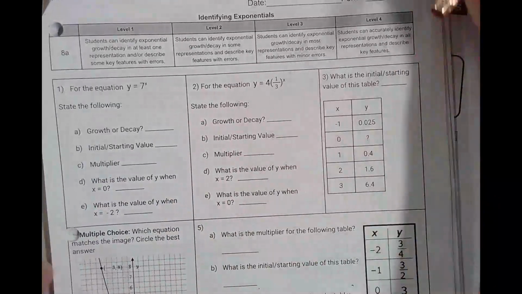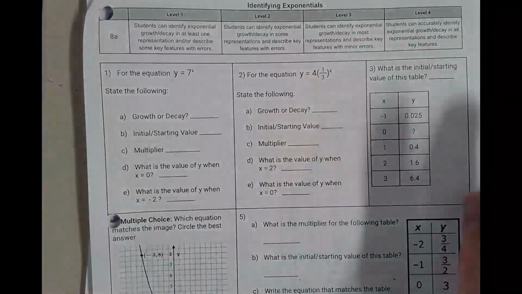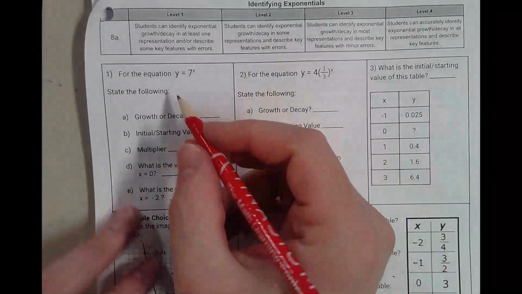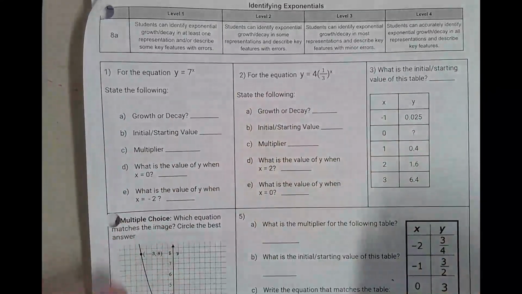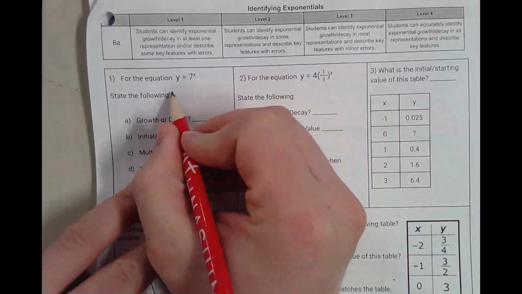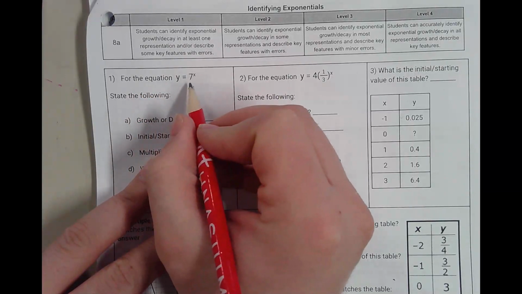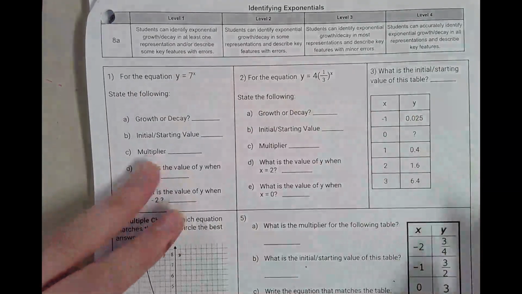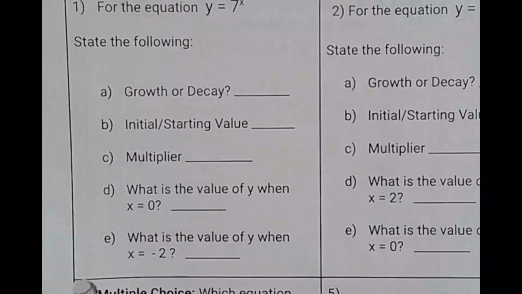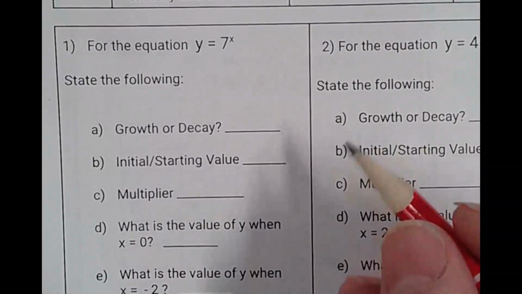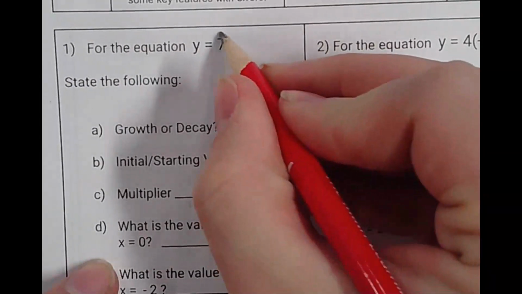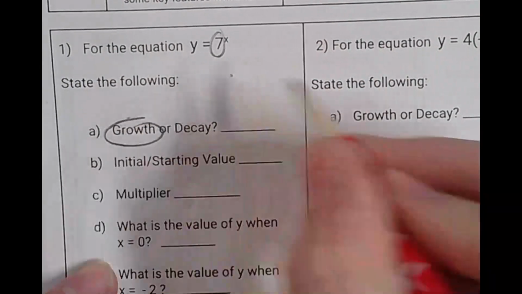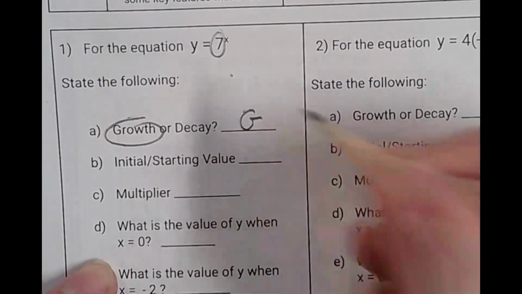For this first problem, we're going to go ahead and answer these questions. For number 1, for the equation y equals 7 to the power of x, state the following. Is it growth or decay? Since this number is greater than 1, we know it's going to be growth. I'll just put G for short.